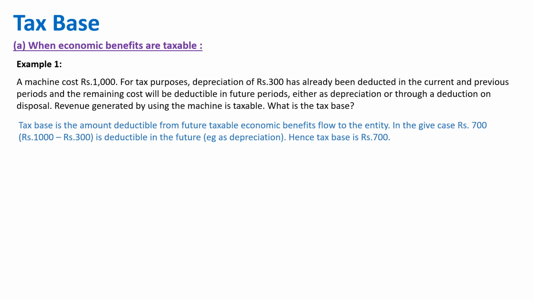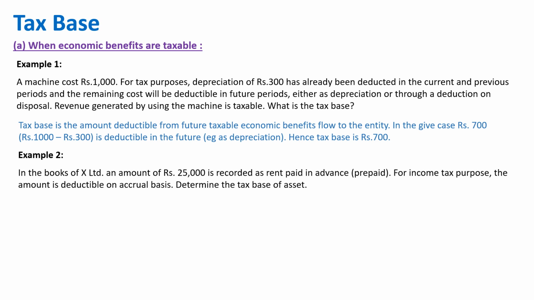Now let's take another example. In the books of X Limited, an amount of rupees 25,000 is recorded as rent paid in advance, or you can say as prepaid expenses. For income tax purpose, the amount is deductible on accrual basis. That means when you incur the cost, that is in future years. Determine the tax base of the asset.